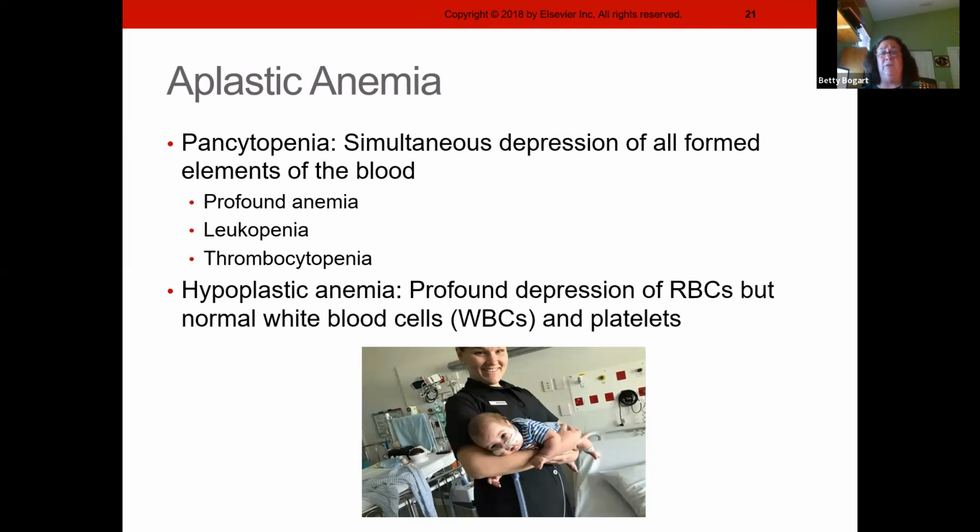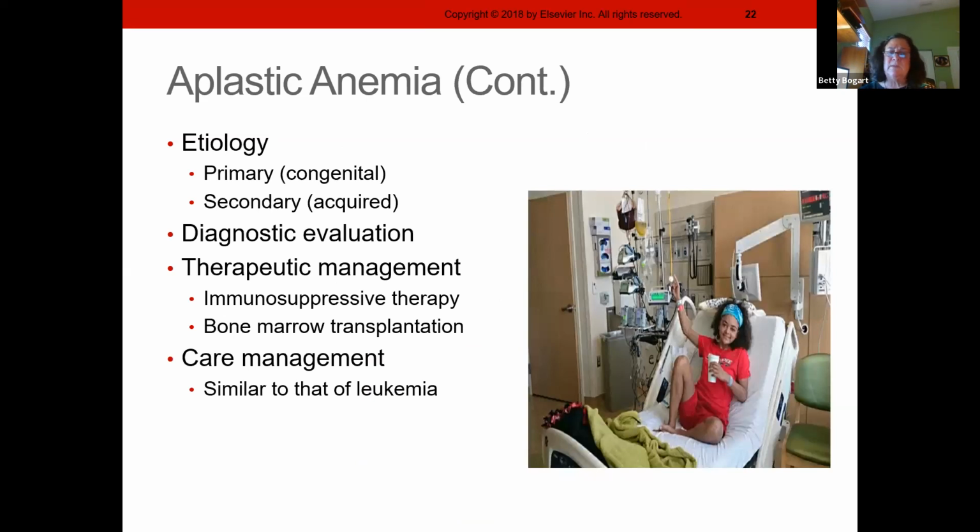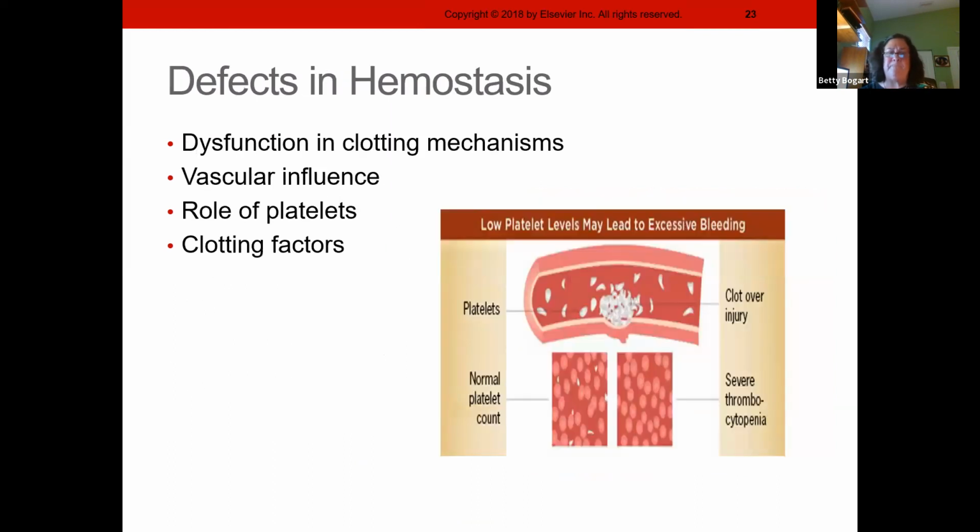So it's a profound depression of RBCs. Sometimes with the hypoplastic, you might see only white cells, but usually when we talk aplastic, it's RBCs, white blood cells, and your platelets. So we treat aplastic anemia just like we treat leukemia, which is, what are we going to do? We're going to be giving immunosuppressive therapy and bone marrow transplant to this one. So this is, again, one of those conditions that's going to be a chronic follow-up.